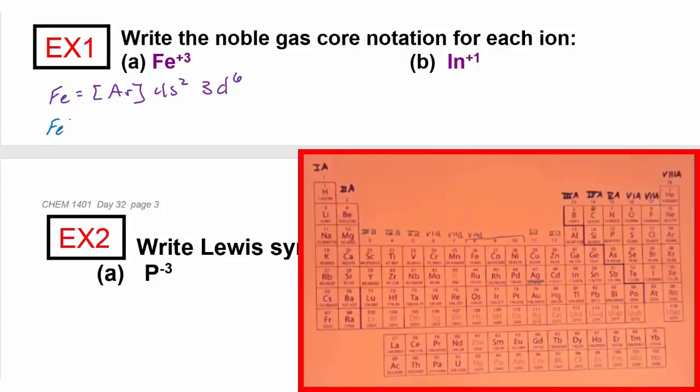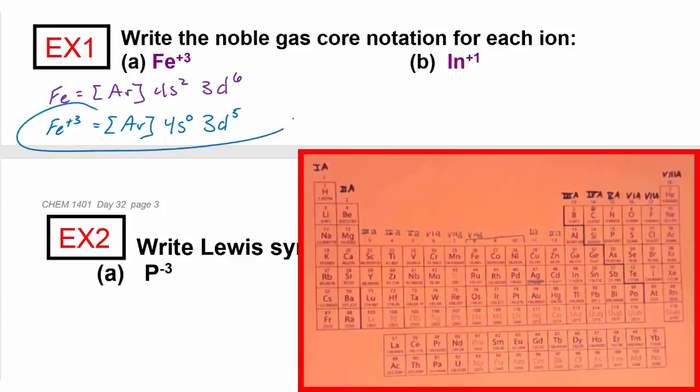So what would iron 3 be? Well, we'll have argon, and remember d10 and d5 are super stable. So can we get one of those? You bet. Let's remove the 2 from the s and 1 from the d. And we are left with the electron configuration for iron 3. You can erase the 4s0 if you want, if it looks better.